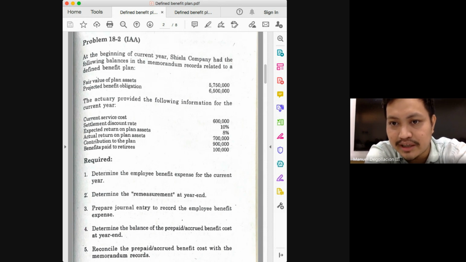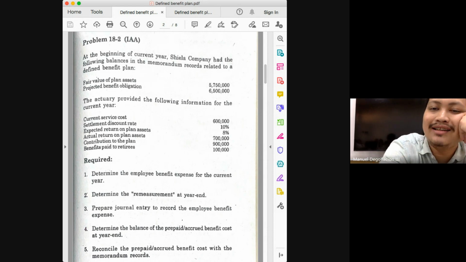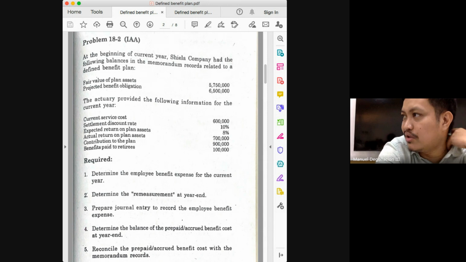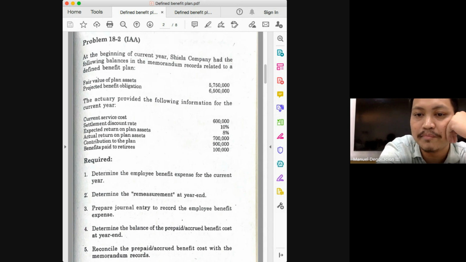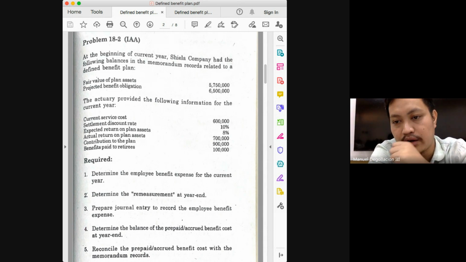Which one is greater, the expense or the income? Expense. So you add. If you're asked how much is your total service cost, 600,000. How much is your net interest? That would be 75,000. So your employee benefit expense, which would be the sum of your net interest and your service cost, is 675,000.